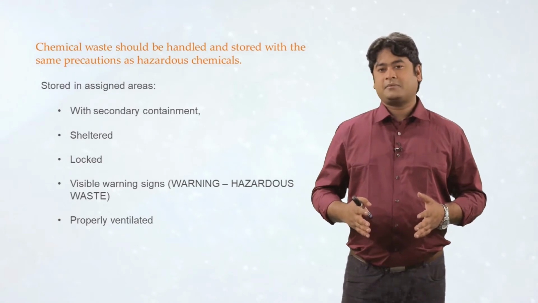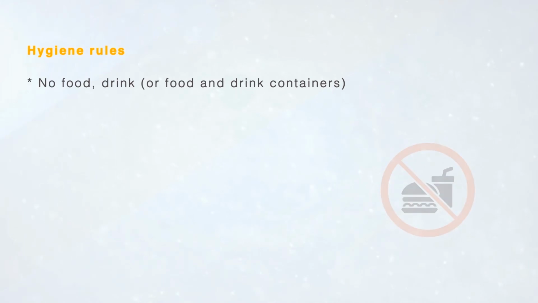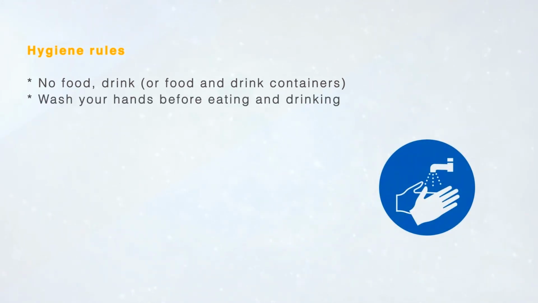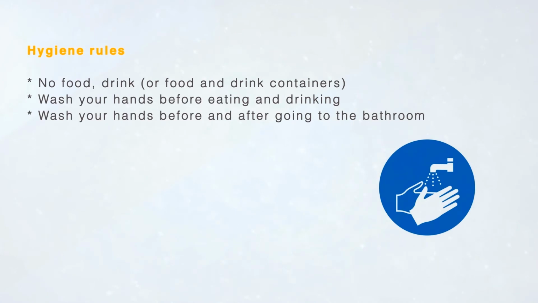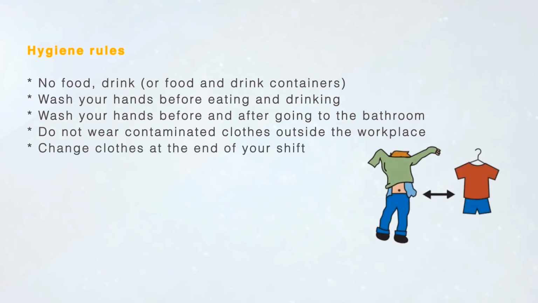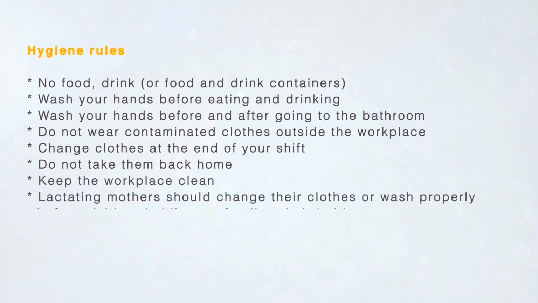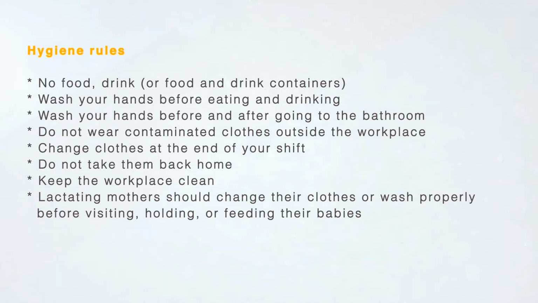Finally, there are a set of personal hygiene rules that need to be maintained to prevent any kind of contamination from hazardous substances. No food and drink within the workplace. Wash your hands before eating and drinking. Wash your hands before and after going to the bathroom. Do not wear contaminated clothes outside the workplace. Change clothes at the end of your shift. Do not take them back home. Keep the workplace clean. And finally, lactating mothers should change their clothes or wash properly before visiting babies.